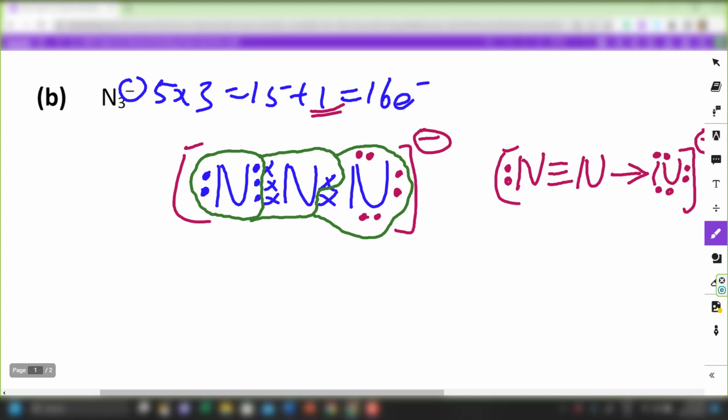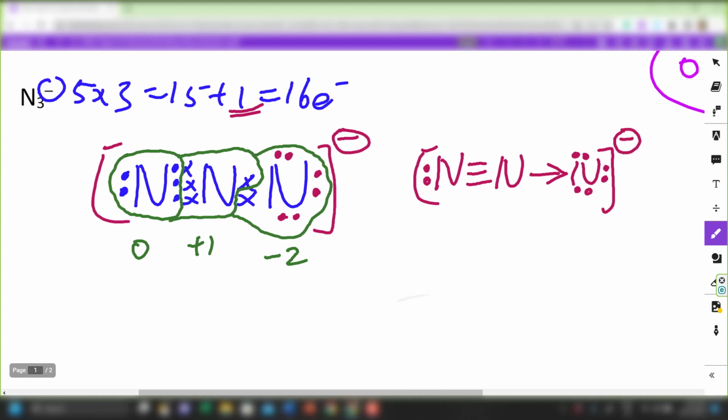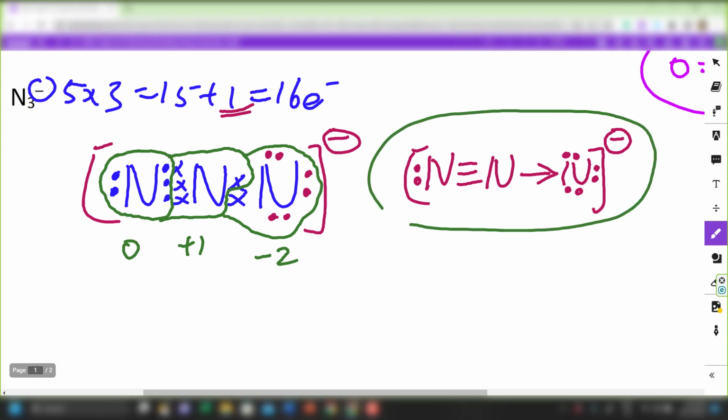So if I try to write out the formal charge, the one on the left will be 0 because originally 5 electrons, now it still has 5, so 0 formal charge. The one in the middle will have a formal charge of +1. The one on the right hand side, extreme right, will have a formal charge of -2. So you notice that the formal charges are not distributed evenly between all the 3 nitrogen. So therefore, this particular Lewis structure is actually not the most favorable one.